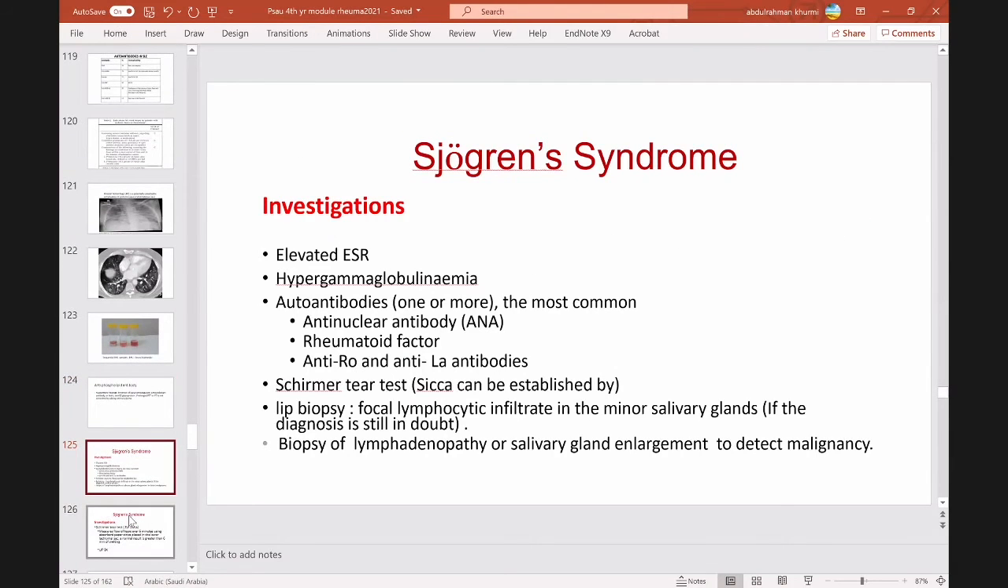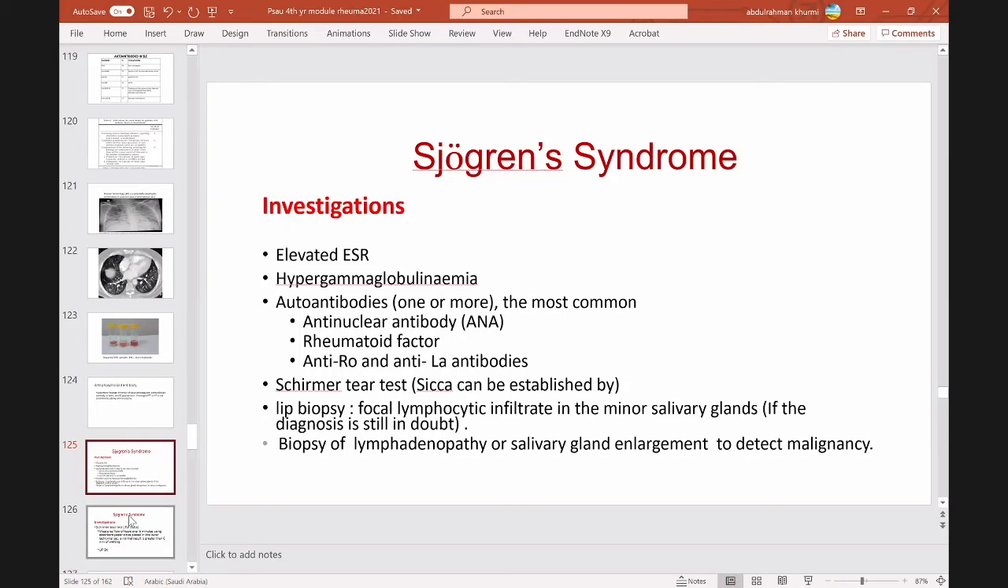Sjogren syndrome. Do you know about Sjogren syndrome? No. Sjogren disease means sicca, or keratoconjunctivitis sicca, in the eyes and mouth. So dryness of the eye and mouth, and it may be associated with salivary gland and parotid gland swelling. It can also come with systemic disease.